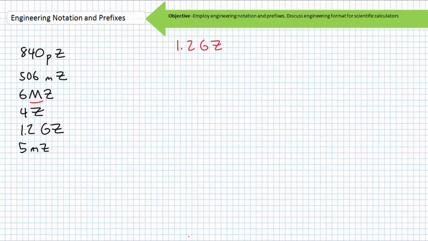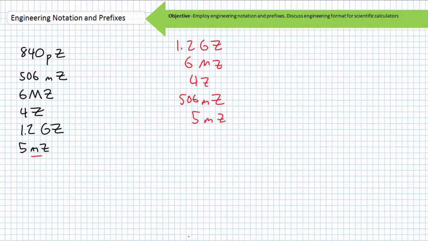The next largest is the 3rd entry, using the mega prefix. There aren't any entries using the kilo prefix, meaning the next largest is the 4th entry with no prefix. We've got 2 entries using the milli prefix. However, the 2nd entry at 506 millizoinks is larger than the last entry at 5 millizoinks. The next one is 506 millizoinks, followed by 5 millizoinks.